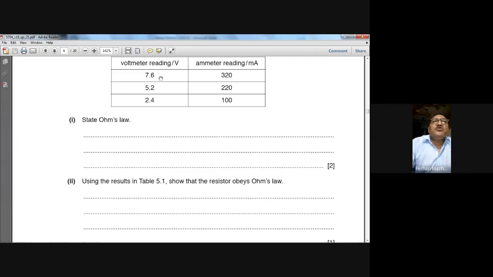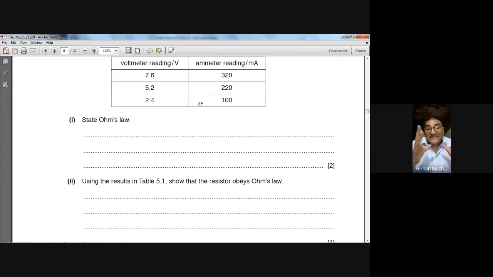For example, I will do 7.6 volt divided by 320 times 10 to the power minus 3 amp and get the answer. 5.2 volt divided by 220 times 10 to the power minus 3 amp, get the answer. 2.4 divided by 100 times 10 to the power minus 3 amps and get the answer. This will give you R1, R2, R3. You will observe that the R1, R2, R3 values are approximately equal to each other.